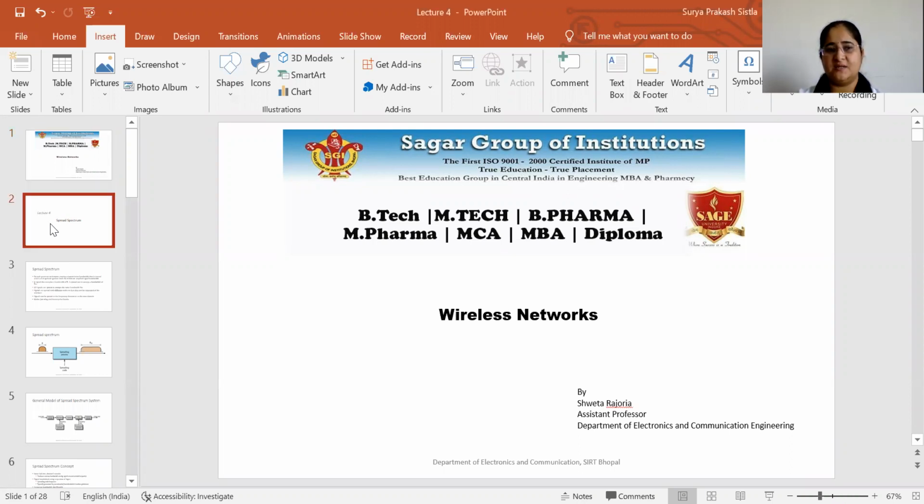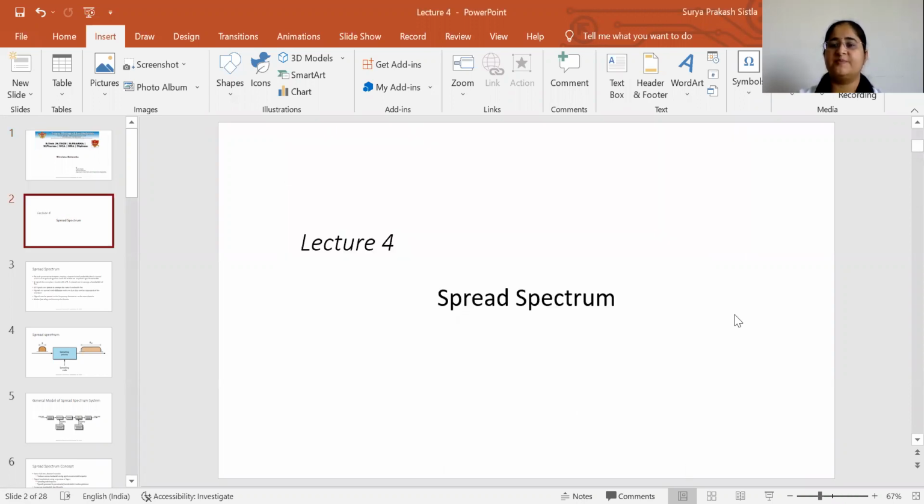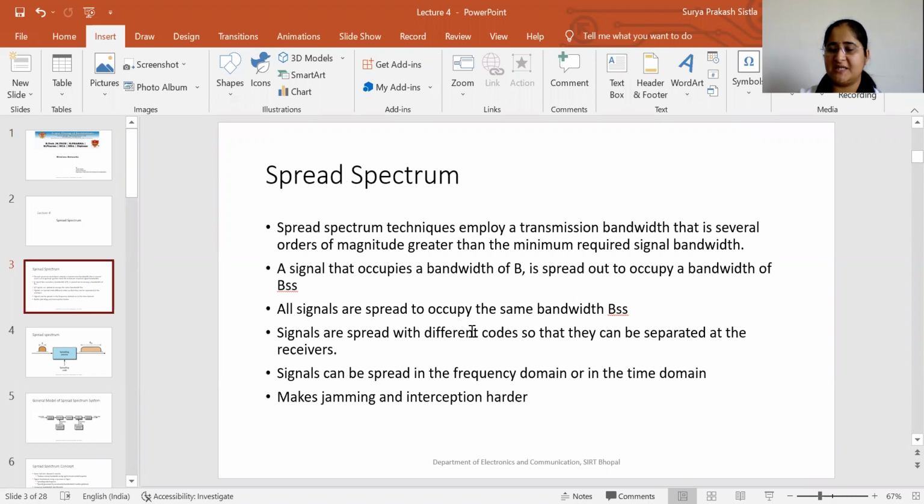In today's lecture, we are going to see the spread spectrum. The spread spectrum is actually a modulation technique in which a narrowband signal is modulated over a signal having a very large bandwidth. The spread spectrum technique employs a transmission bandwidth that is several orders of magnitude greater than the minimum bandwidth required for the signal.